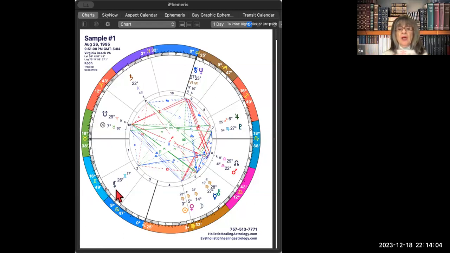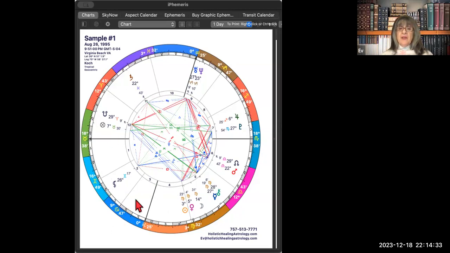So another point, and it's an abstract point, it's Black Moon Lilith. I use Black Moon Lilith quite a bit. It represents the dark side of the moon, and it's the hidden part of the personality. It's also the misunderstood part of the personality, and it has a wide spectrum of meanings.